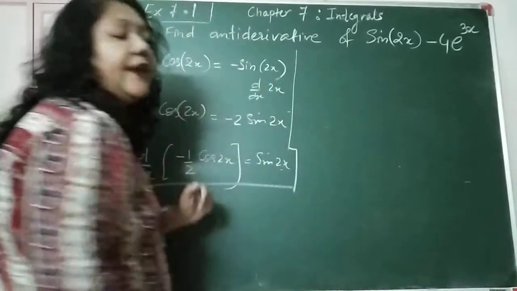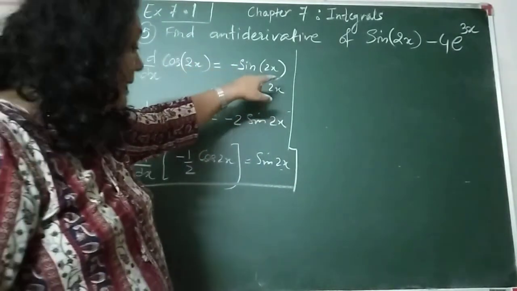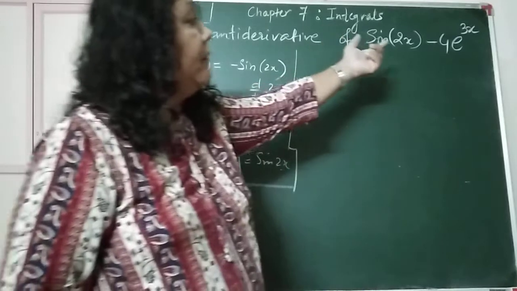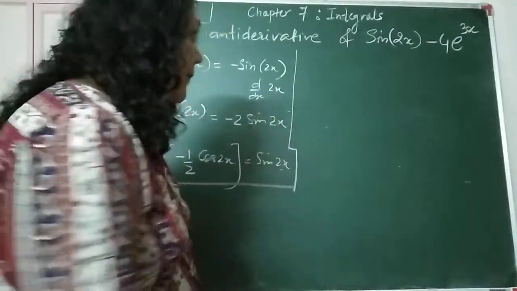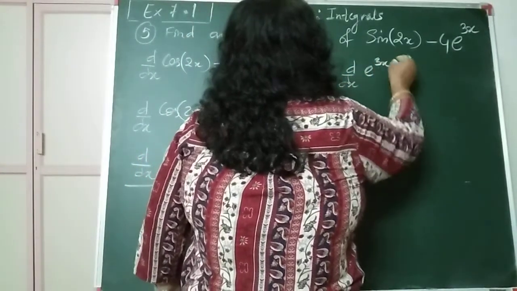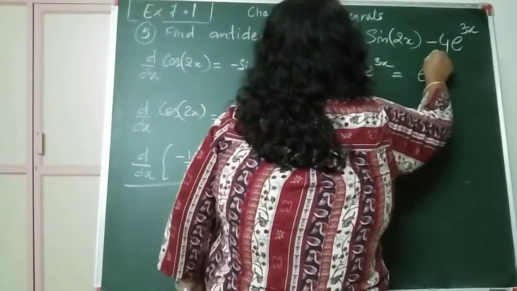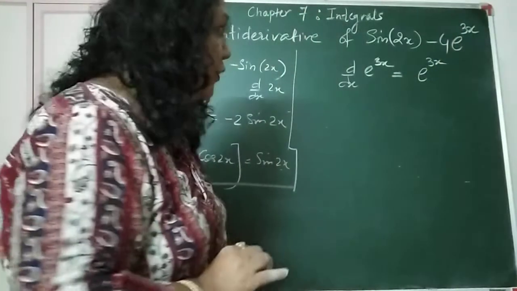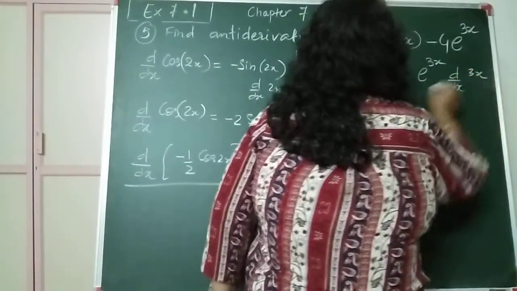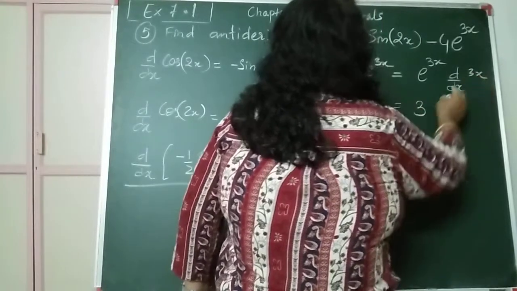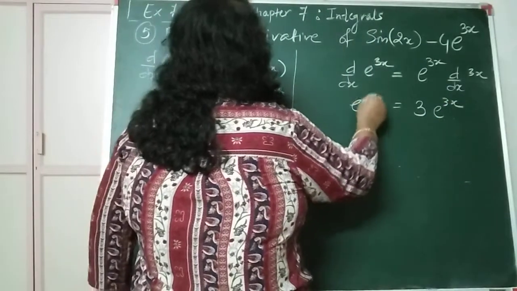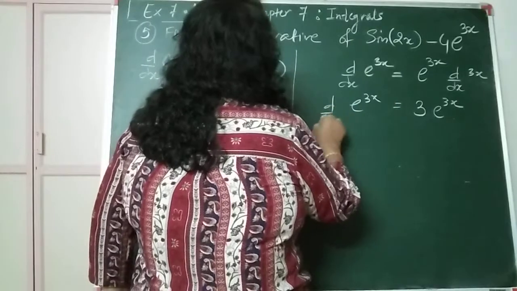So up to here I finished finding the antiderivative of sine of 2x. Now I find the antiderivative of 4 e raised to 3x. So I start by differentiating e raised to 3x. The derivative of e raised to 3x is e raised to 3x only; the answer is going to be the same, and into d by dx of 3x, so that is going to be 3. The differentiation of e raised to 3x is 3 into e raised to 3x. So therefore this is e raised to 3x and differentiation of that.